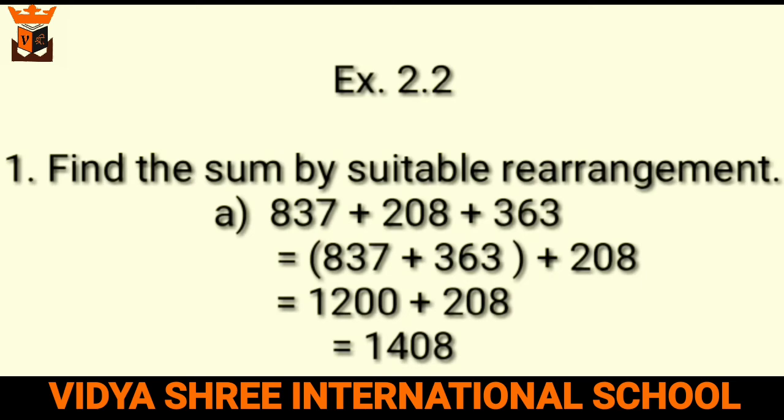Now let us try to solve the sums of exercise 2.2 in your notebook. Question number 1 is find the sum by suitable rearrangement. First part is 837 plus 208 plus 363. So we have to arrange the numbers such that we will get the maximum number of zeros at the end. So we group two numbers together, that is 837 and 363. After adding 837 and 363, we will get 1200 and then we will add 208 to it. At the end, we will get the answer 1408.